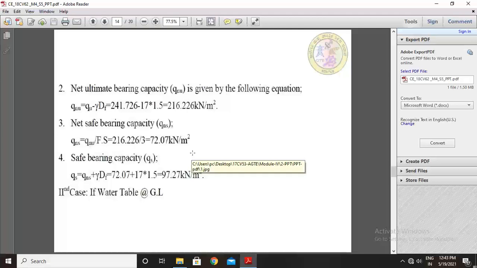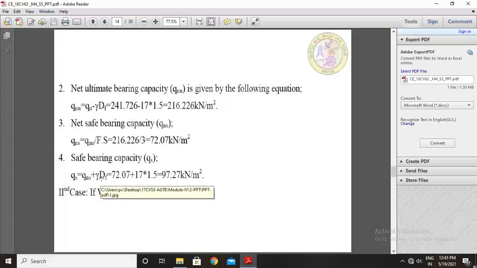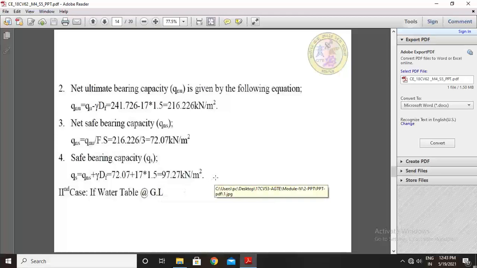Then now you calculate safe bearing capacity, given by the relation net safe bearing capacity plus overburden pressure, that is gamma into Df. Substitute the values here, finally we are getting 97.27 kilonewton per meter square. This is the safe bearing capacity without water table for local shear failure conditions. Come to second case.